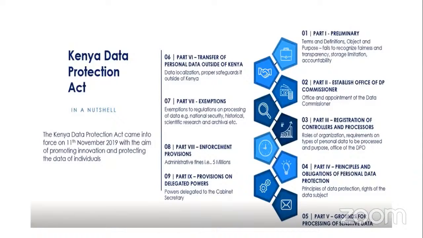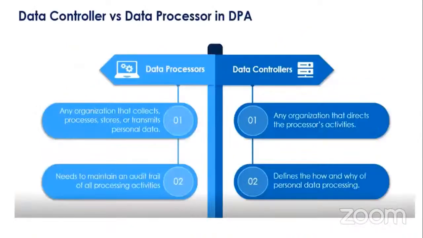enforcement provisions, whereby if you are found to be going against the law or against the act, you are likely to be fined 5 million Kenyan shillings. Those are some of the things you'll get in this particular act, which is already in force. Now, I've mentioned two things here, and you're likely to fall in either of these two.